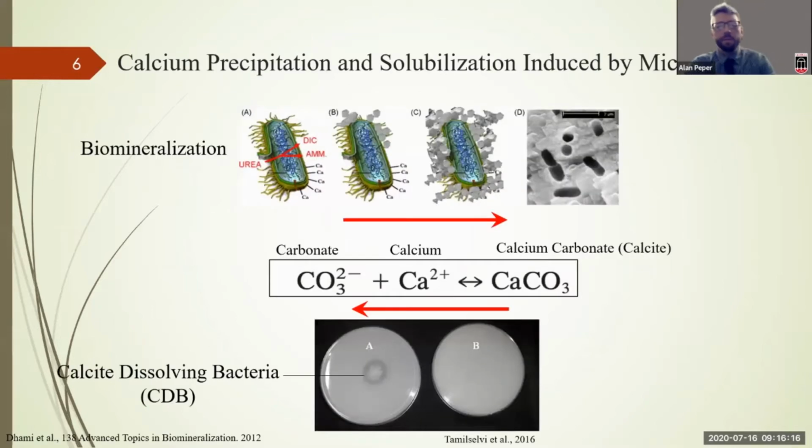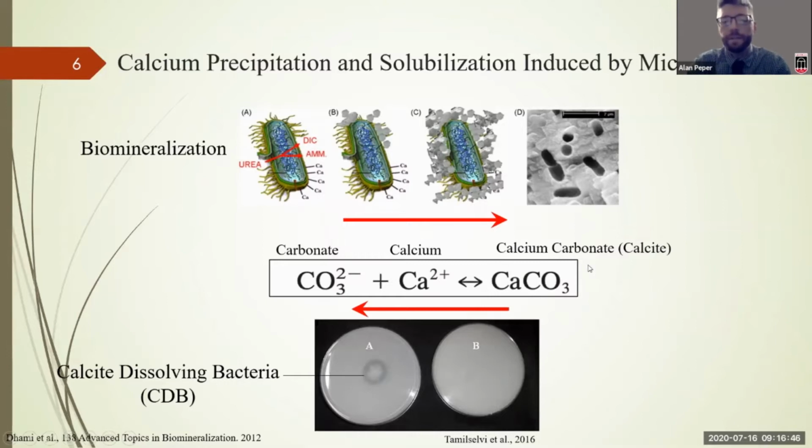So you've probably been wondering, what are these bacteria that I keep discussing, and how do they work? First off, microbes are able to induce calcium precipitation and solubilization, and this is through a process called biomineralization. As you can see in this figure, this microbe is able to take carbonate and calcium and convert it to calcium carbonate, otherwise known as calcite.